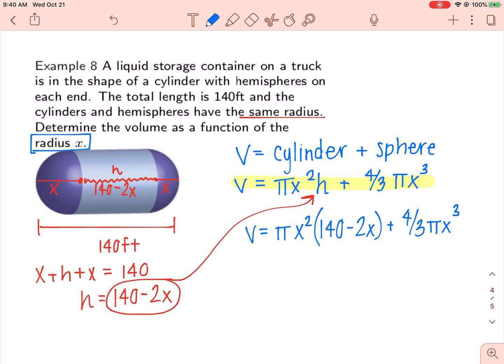Looking at it, I could distribute, but I did what it asked. I have a volume in terms of x, and this is where I can stop. If it asked for max or min, that's when we would keep going, but this problem didn't. So if you learned anything from today, it's to read carefully, it's to take everything we did before, and now just add in the max or the min.